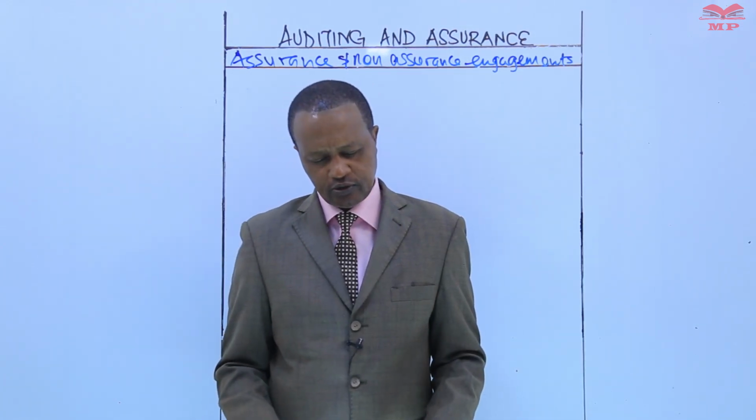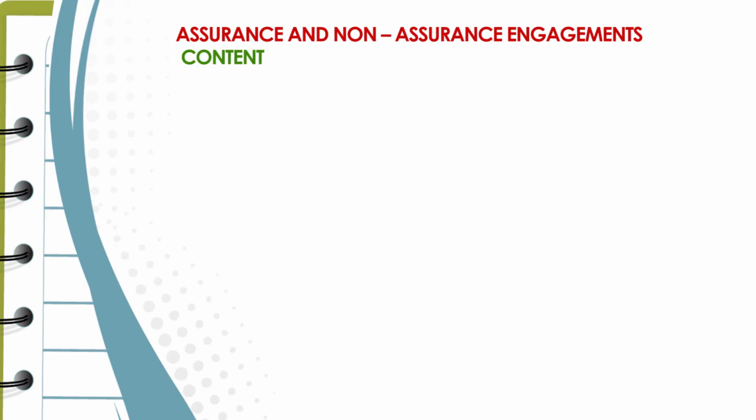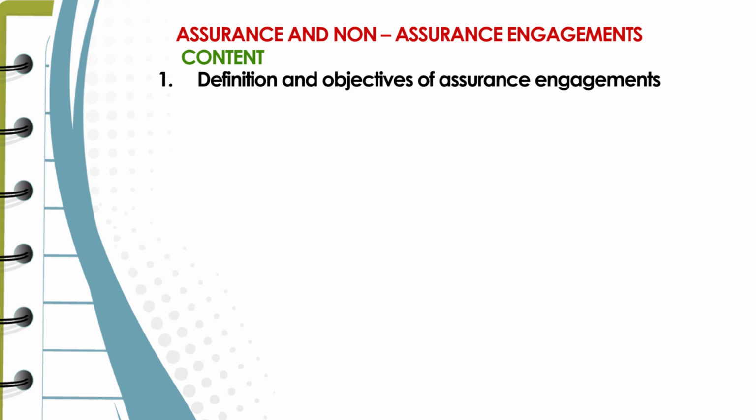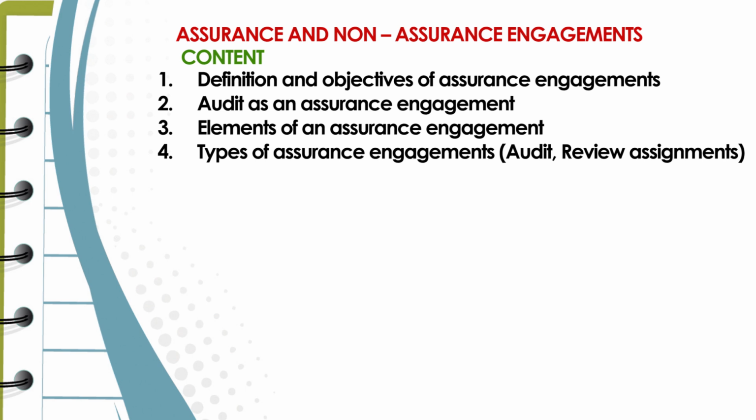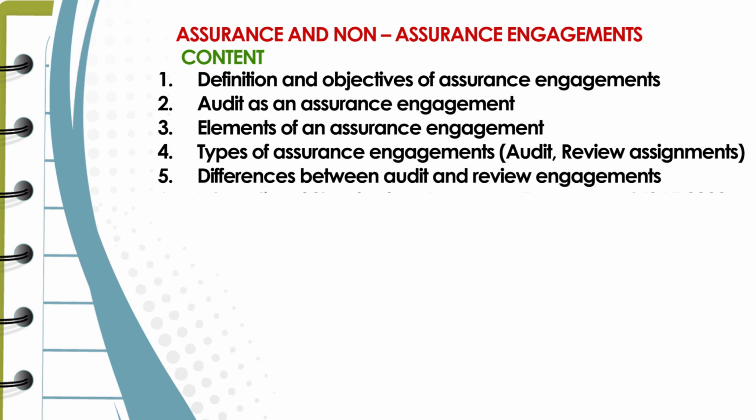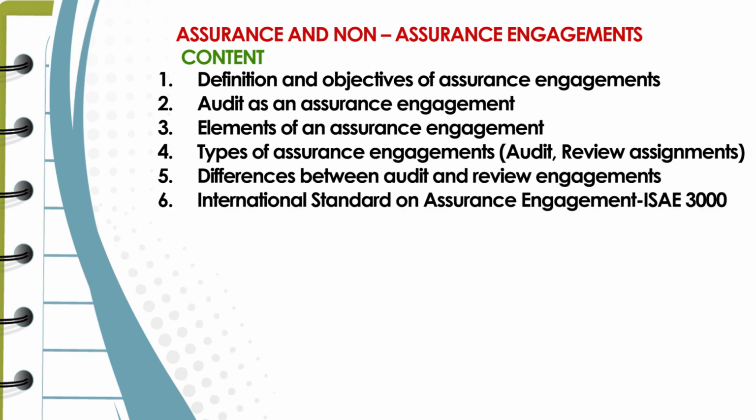Today we're going to begin on the second chapter, which is assurance and non-assurance engagements. This chapter has 11 subchapters. 1, definition and objectives of assurance engagements. 2, audit as an assurance engagement. 3, elements of an assurance engagement. 4, types of assurance engagements. 5, differences between audit and review engagements. 6, international standard on assurance engagement number 3000.